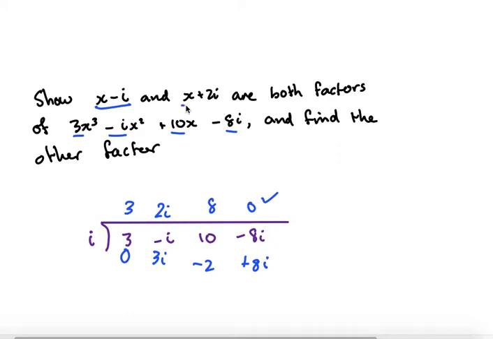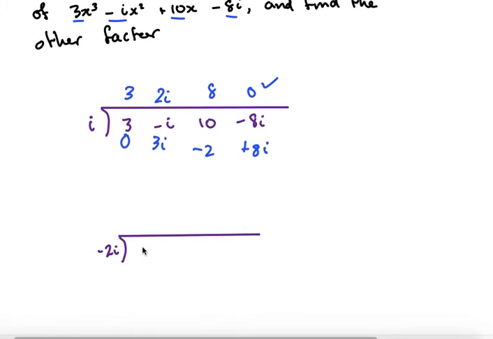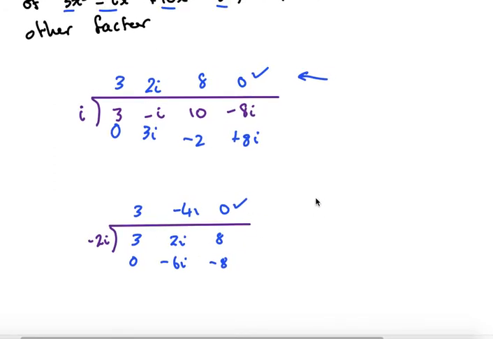Now we've got to show that x plus 2i is a factor, so I'm going to take the top here and I'm going to write 2i there, so I'm going to go 3, 2i, and 8. That's that top line there. And again, start with 0, add going up, so that's negative 6i, that's negative 4i, and that cancels out to negative 8. 0 is what we want, so we know that our other factor is 3x minus 4i.